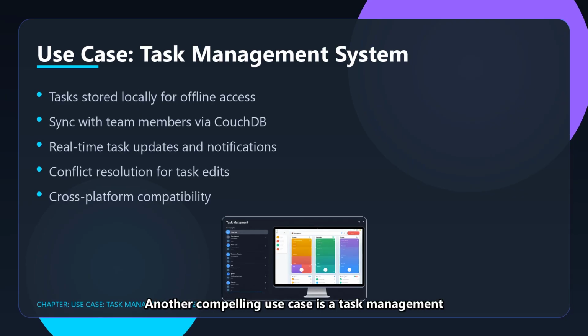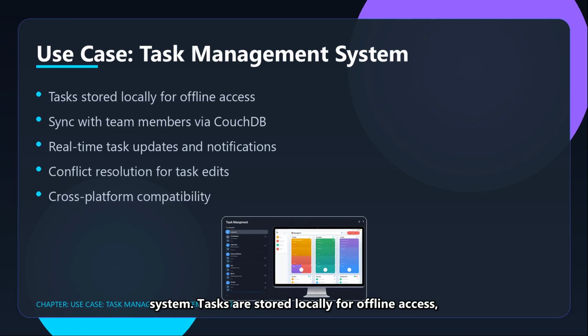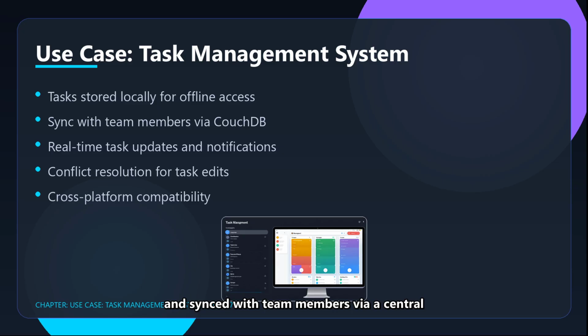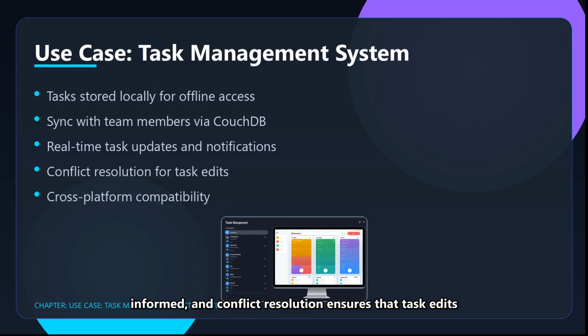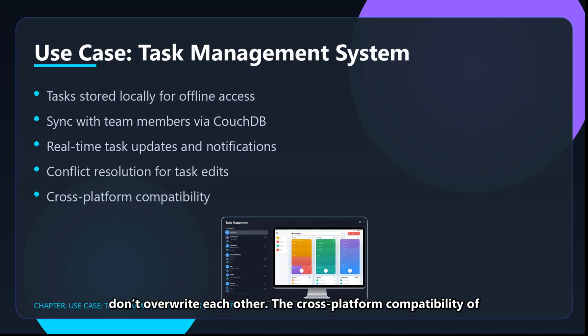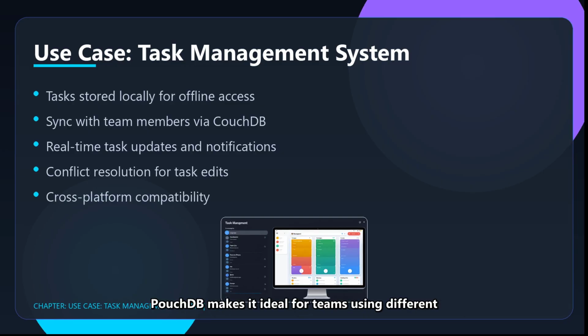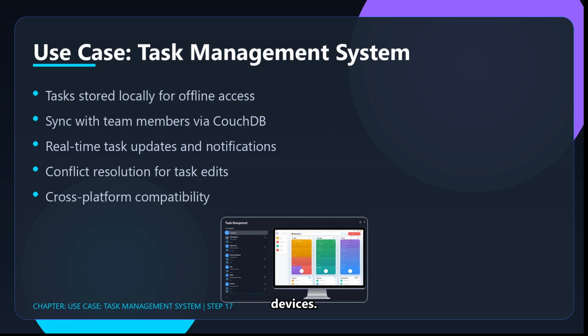Another compelling use case is a task management system. Tasks are stored locally for offline access and synced with team members via a central CouchDB server. Real-time updates and notifications keep everyone informed, and conflict resolution ensures that task edits don't overwrite each other. The cross-platform compatibility of PouchDB makes it ideal for teams using different devices.